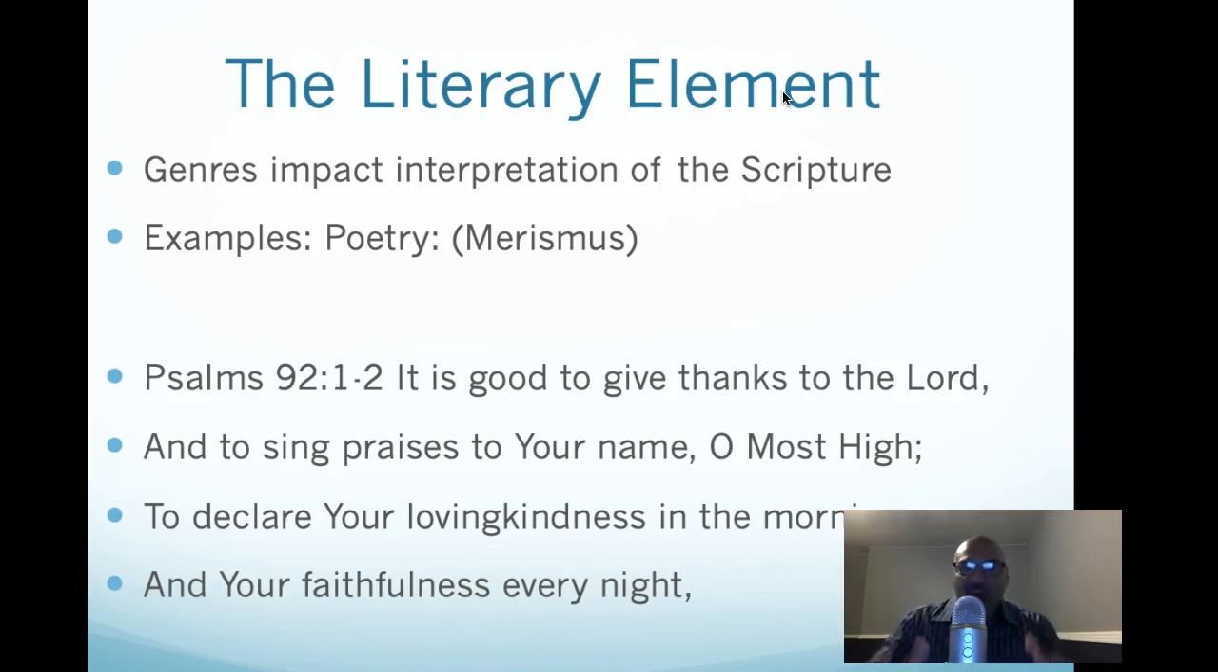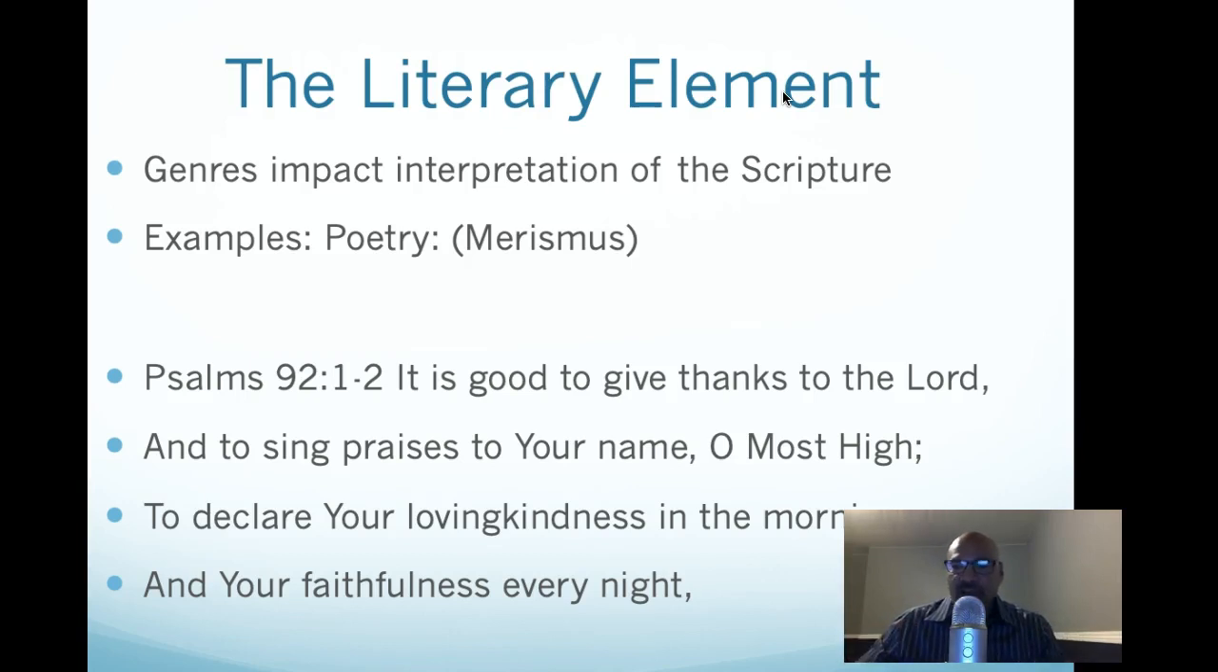Now remember, genres impact interpretation of scriptures, okay? We're going to look at some of this. We're going to look at a merismus, okay? Now, you say, well, what is that? Well, a merismus is a type of writing, and we see it in the poetry where you have two opposite end thoughts that mean one main thing, okay? It's like two bookends.